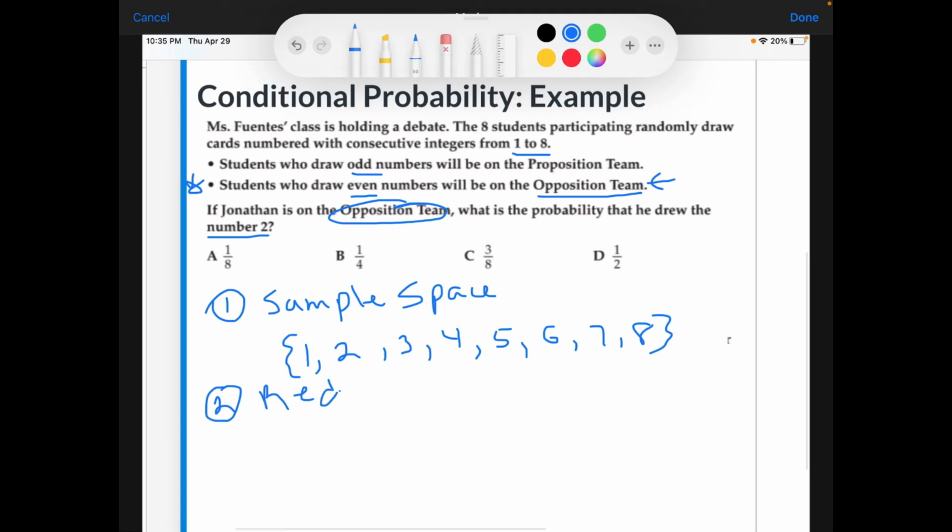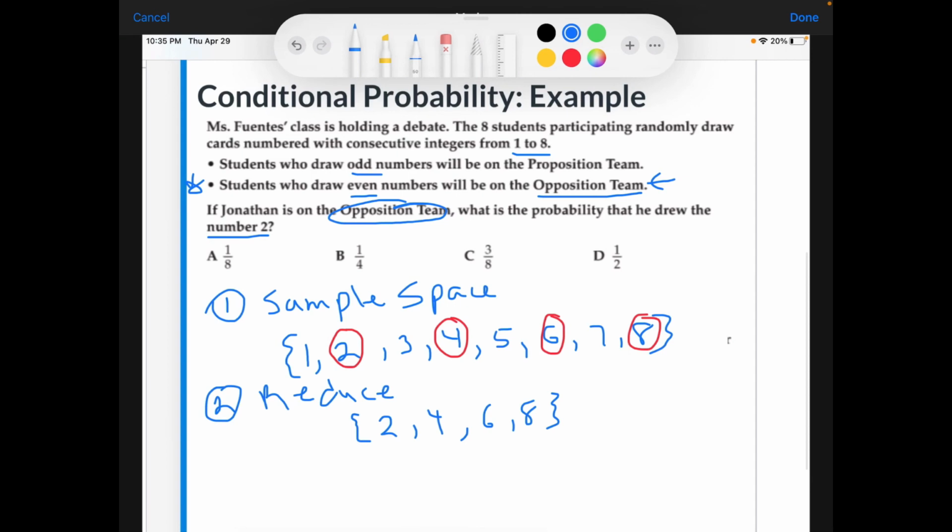So we need to reduce this sample space. How many even numbers do we have here? We've got 2, 4, 6, and 8. So there's 4. So now our sample space is going to be 2, 4, 6, and 8. So since he's in that group, it's basically read, what is the probability that he drew the number 2 given that he's on the opposition team?